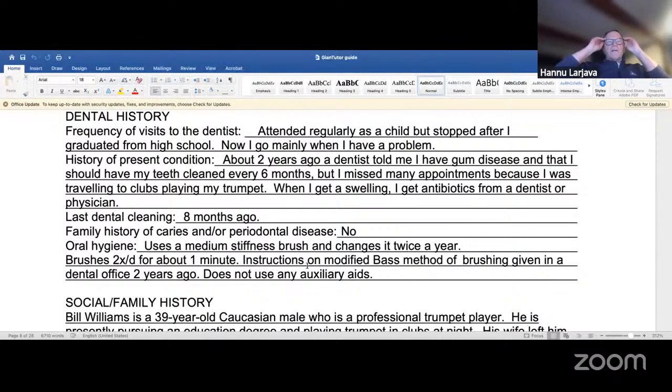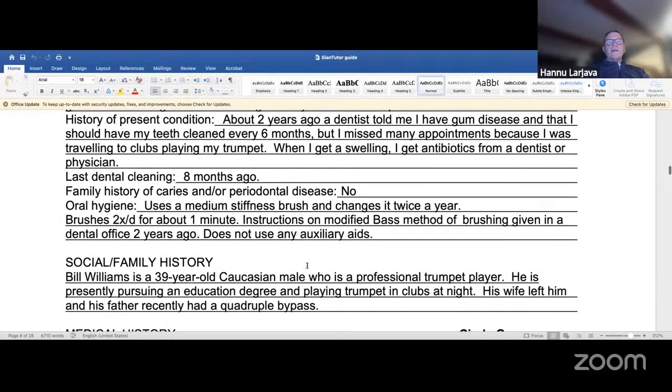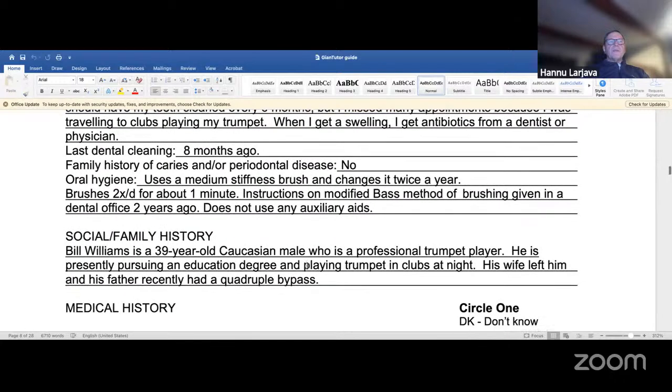There's no information about family history of periodontal disease. Using a medium stiffness brush, changing twice per year, brushes twice per day for a minute, using the modified Bass technique that was advised 2 years ago, and doesn't use any other aids.